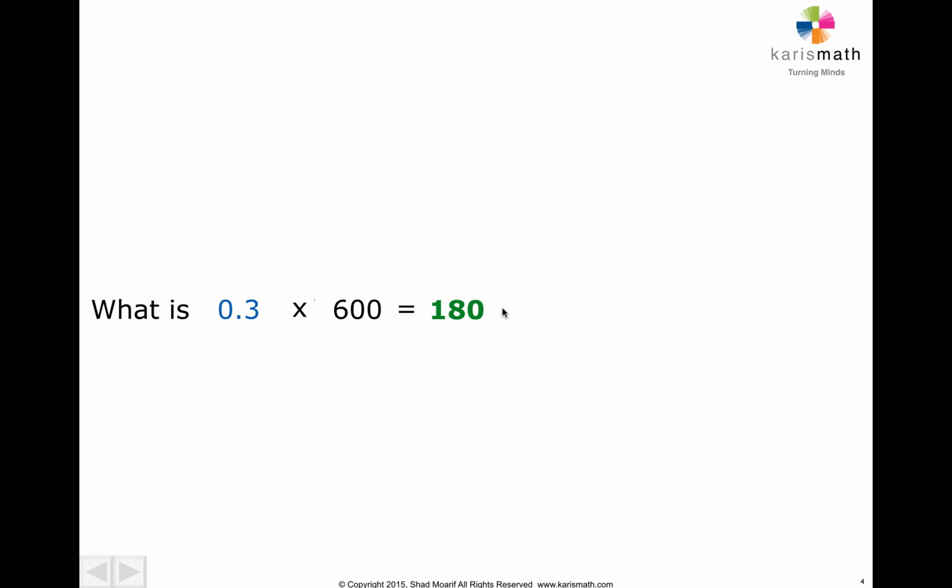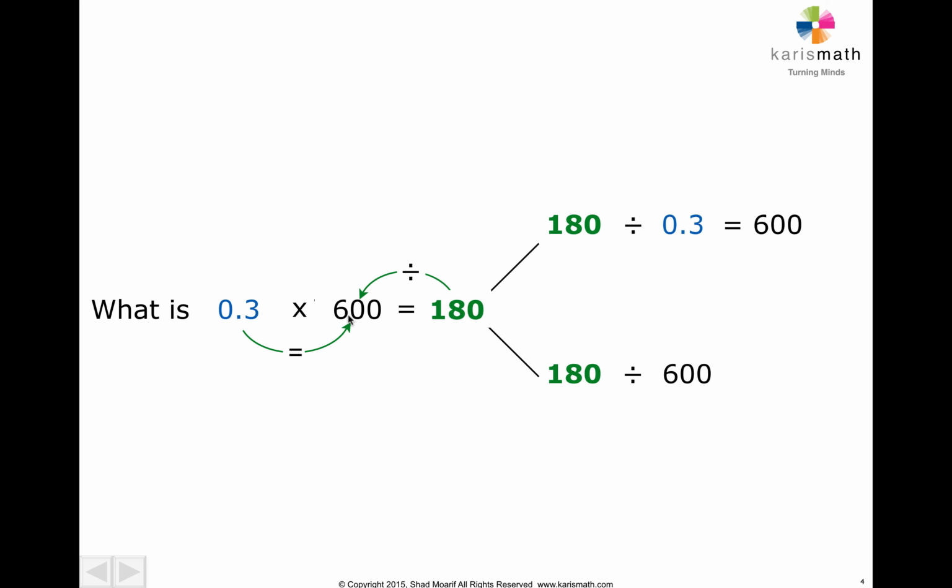So if we say the answer is 180, then we have the same pattern. 180 divided by 0.3, we get 600, right? And 180 divided by 600, we will get 0.3. So far, you're with me.